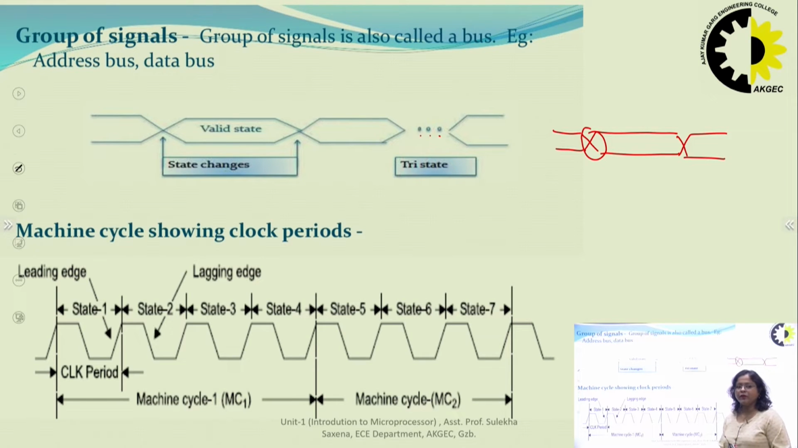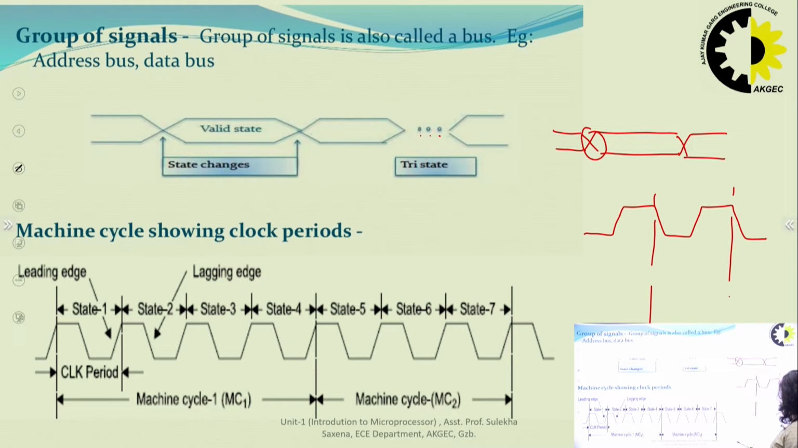Now, when we talk about different buses, that is address bus, data bus and all the signals, the clock signal is shown similar to this, or we can draw it in a different way also, like this. We have to draw just one complete cycle. So we can show the clock signal like this only.